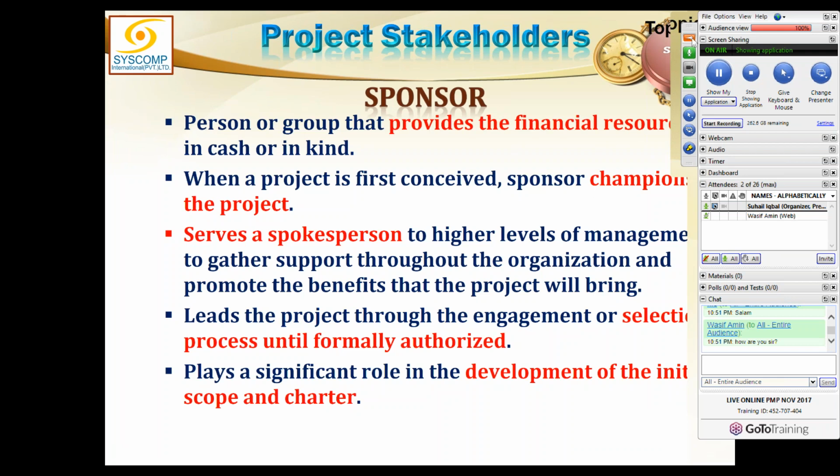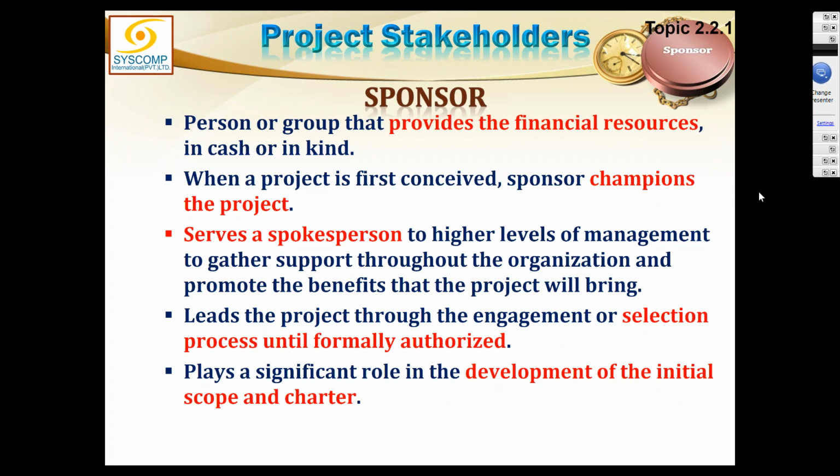Yesterday I was about to describe each one of these stakeholders. First, let's talk about the sponsor. Sponsor is the person or group that provides the financial resources in cash or in kind.